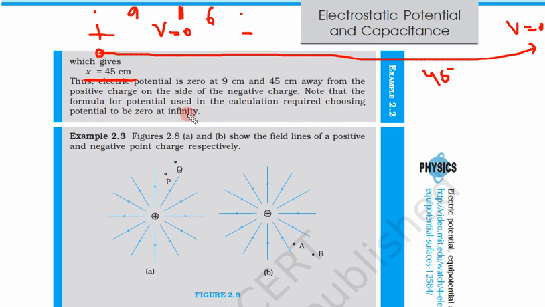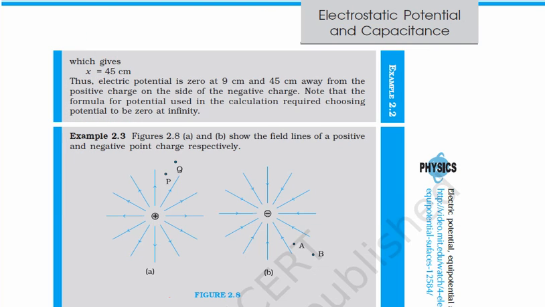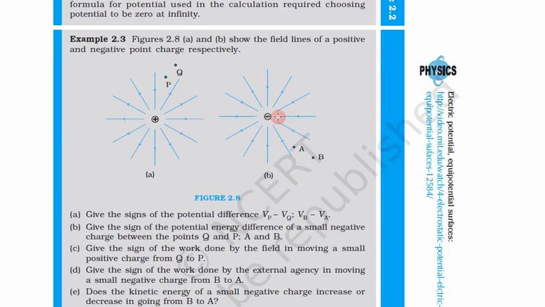Note that the formula for potential used in calculation required choosing potential to be 0 at infinity. So they are saying you have always considered that potential at infinity is equal to 0. That is what we learned yesterday, that potential at infinity is always 0. Now let us understand this next example.